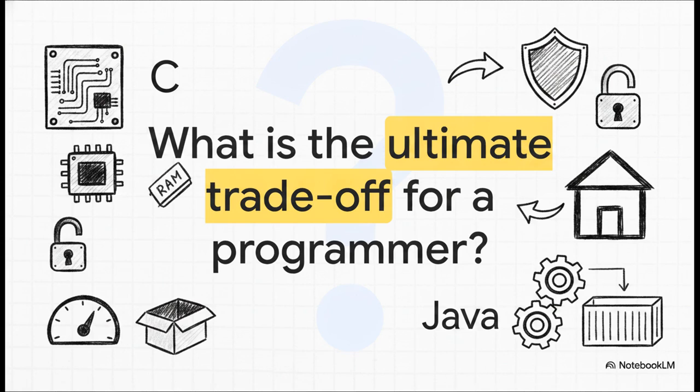What is the ultimate trade-off for a programmer? Do you prefer the paradigm of C, which completely trusts the developer with ultimate memory control and bare metal performance? Or do you lean toward the paradigm of Java, which explicitly restricts that control to ensure a highly secure, much less complex environment? Honestly, there's no wrong answer here, but understanding this trade-off is absolutely key to mastering language design.